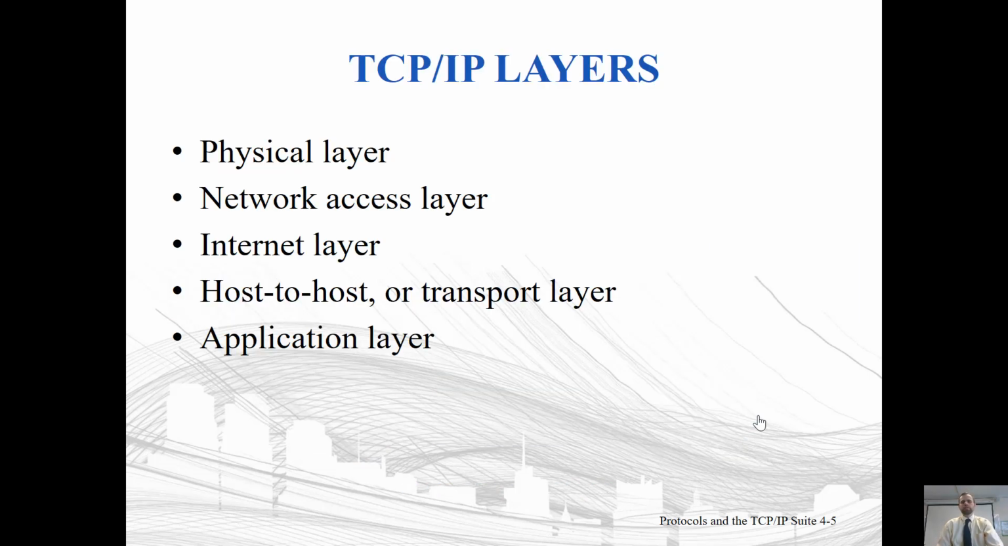So the TCP/IP network architecture stack consists of 5 layers. Its bottommost layer is referred to as the physical layer. This is what's going to interface with other networks, and then you have the network access layer, the internet layer, the host-to-host transport layer, and then the application layer.